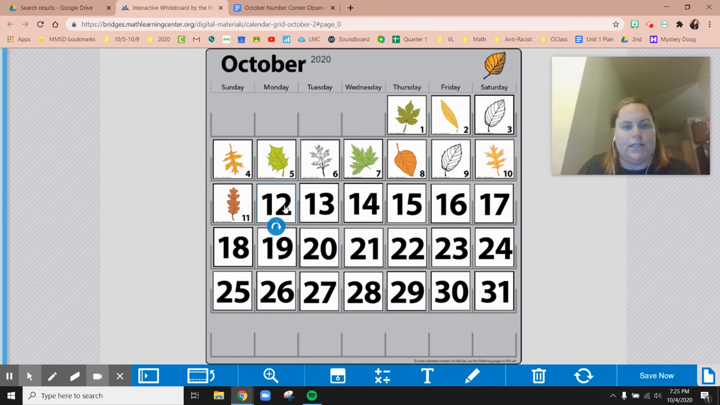So here we go. We're going to look at October 12th. Ooh. So I noticed that this leaf is upside down. It is black and white. And I also noticed it's a lot like the leaf from 5, but just a different color. Ooh, so it's black and white and upside down.